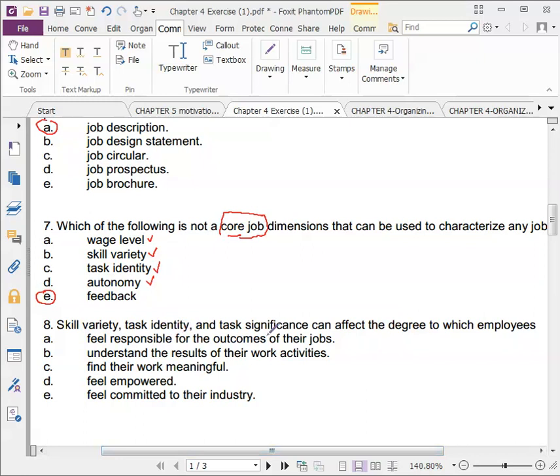Skill variety, task identity, and task significance can affect the degree to which employees feel responsible for the outcome of their jobs, understand the results of their work activities, find their work meaningful, feel empowered, or feel committed to their industry. So if there is skill variety, task identity, and task significance, it can increase what in the employees? Is it the feeling of being responsible, understanding the result of their work activities, or being committed to their industry? Which one is the most correct answer?